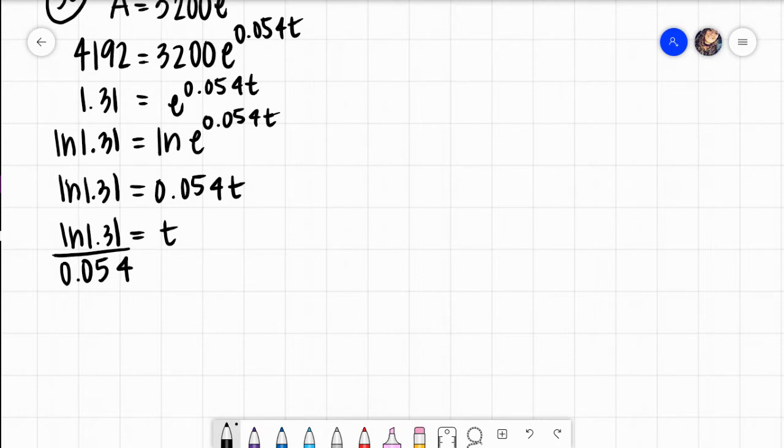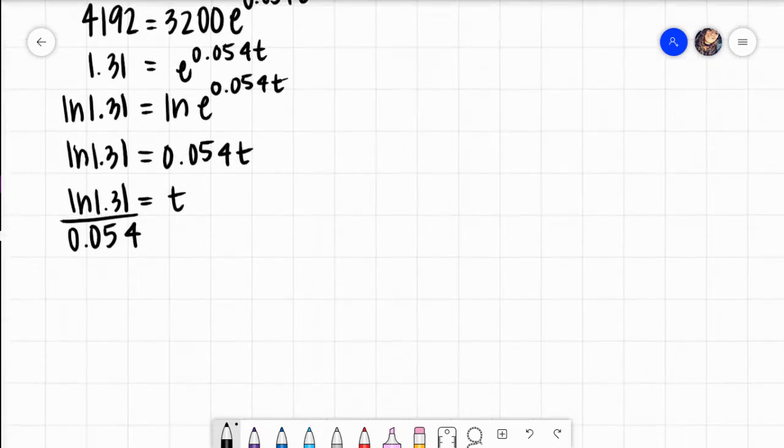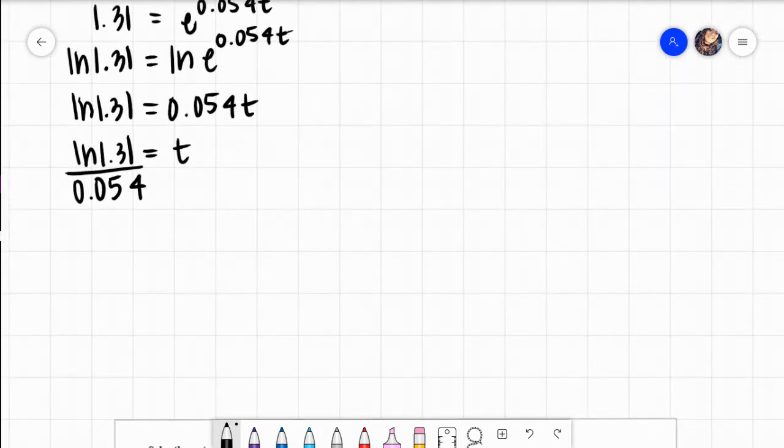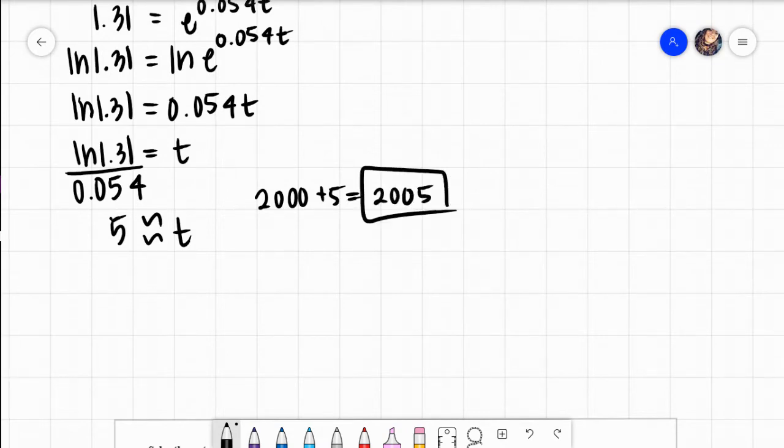And if you enter that into your calculator, what you end up getting is that t is approximately 5. We started in the year 2000. If we add 5 years, this will approximately be 2005 when this happens.